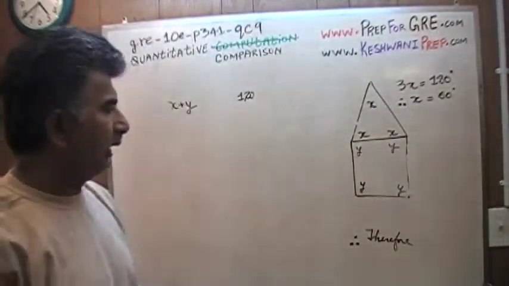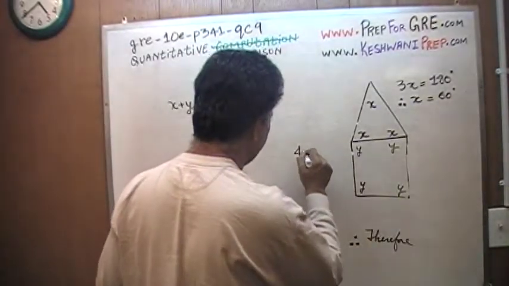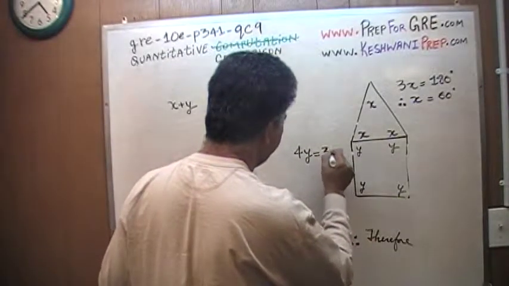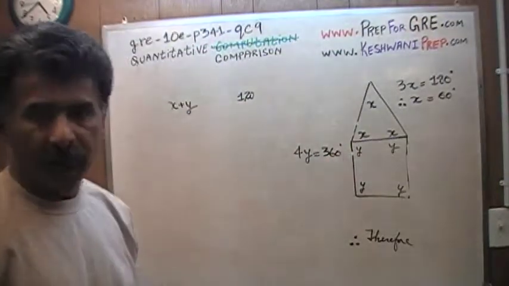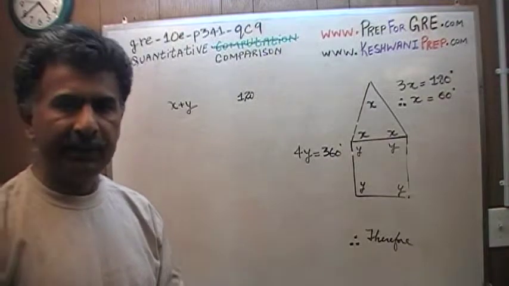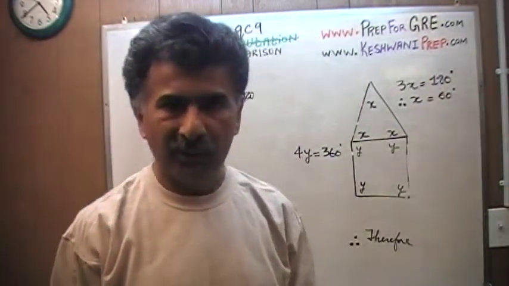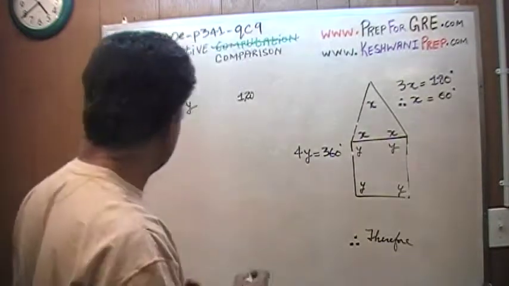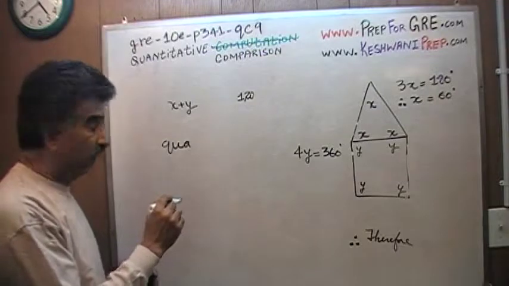Now let's take a look at the y's. This y plus this y plus this y plus this y, there are 4 y's, and they have to equal 360. And how do we know that? Because it's a quadrilateral. The sum of all the angles in a quadrilateral. What's a quadrilateral? That's a mouthful.